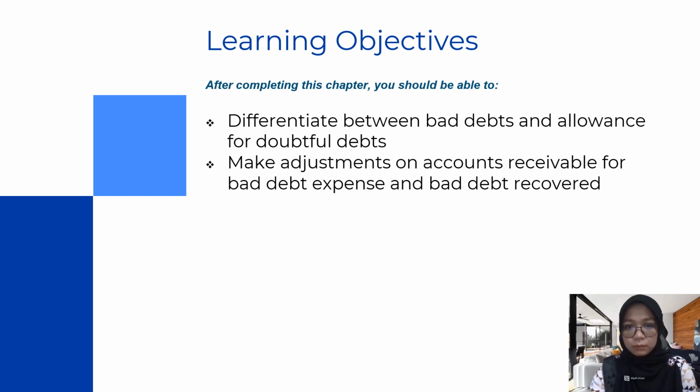And the learning objective of this chapter is to differentiate between bad debts and allowance for doubtful debts, and to make adjustment on account receivable for bad debt expense and bad debt recovered.